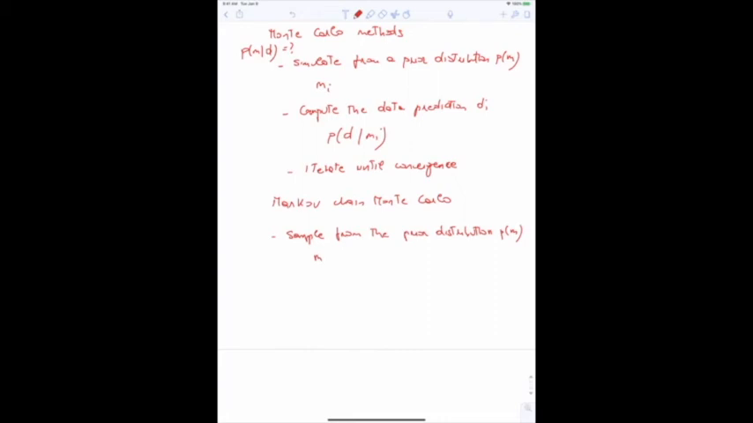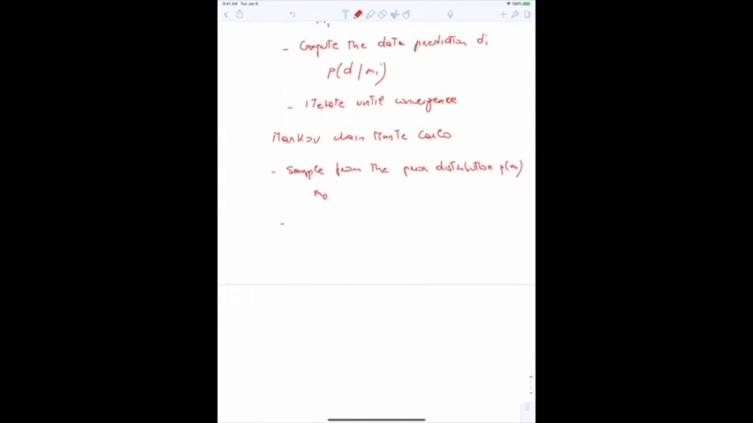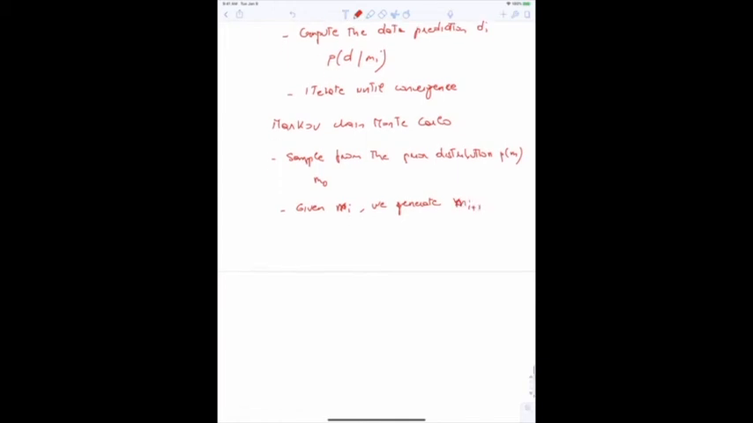And we get a sample that we're going to call M0. So we're going to build the solutions in an iterative way. Now, we're going to iterate over the number of solutions, the vector of solutions. So given a solution Mi, we want to generate a solution Mi plus 1 in 2 steps.